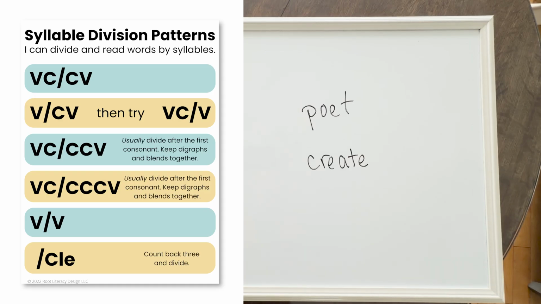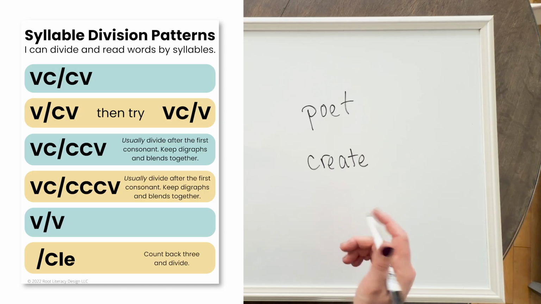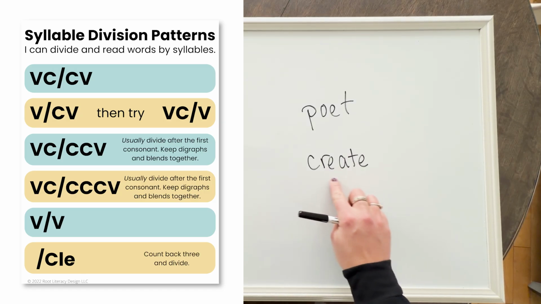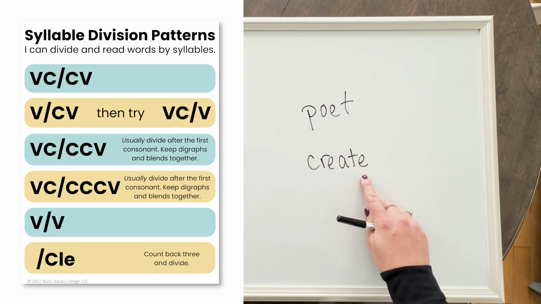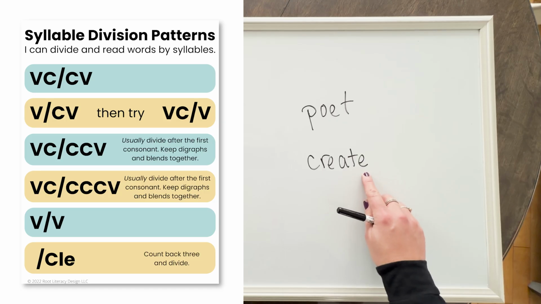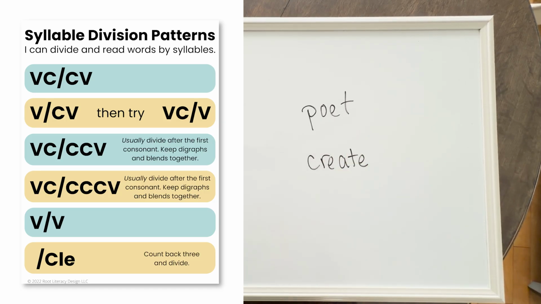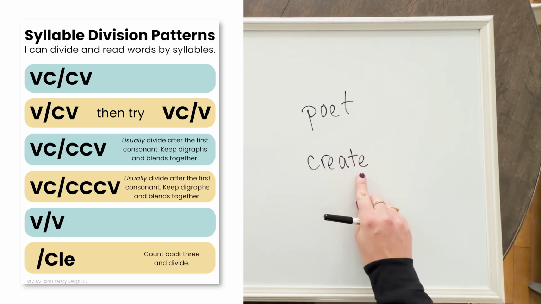Next, we're going to look at the vowel-vowel syllable division pattern. In this case, the vowels are not acting as a vowel team and are next to each other and need to be divided. One way that I know that the word create is not crete, it's not EA coming together as a vowel team, is I have this silent E at the end, which is signaling there's a job it's doing here. In this case, it's a vowel consonant E syllable and it's making the A say its name. So without the E, the word would be crete.